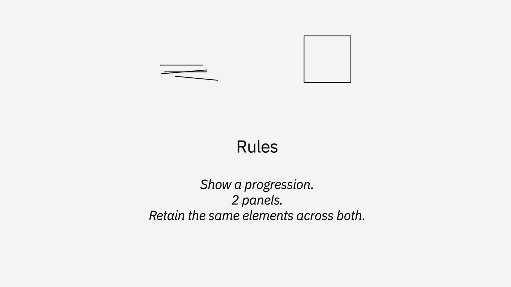And then finally, the most important part of this is that you need to retain the same elements across both. If you add elements into the second state or you remove elements from the first state, it doesn't make sense as a whole piece. And someone would look at it and they'd think too much about trying to figure out the visual instead of understanding the visual in an instant. And that is one of the most important points when you're making visuals like this.